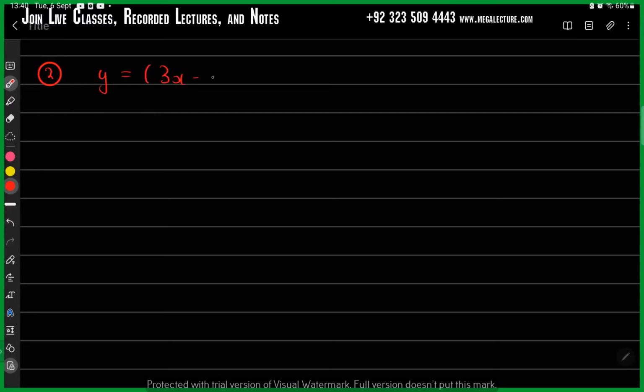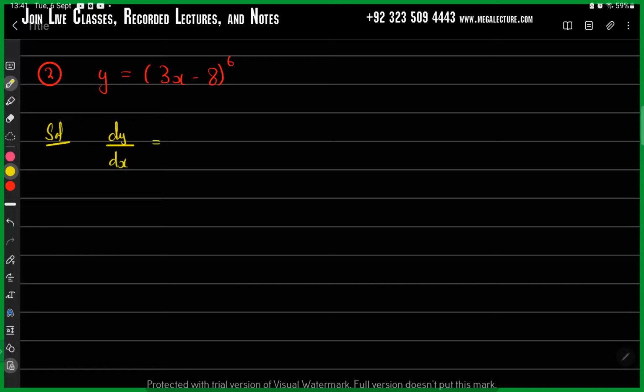3x minus 8 power 6. Okay, now this is another question where we have brackets. We cannot expand that. You need to do it by some other method. Some other method is, okay, so we have been asked to differentiate this. So I would write it as dy by dx.